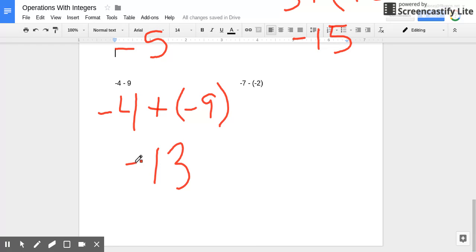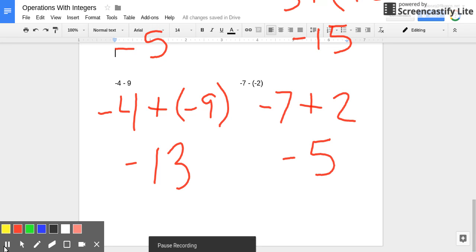On the right-hand side, we have a negative 7 minus negative 2. Now, this is a little bit different. So what's going to happen here is we're going to follow our same rules. So it's leave, change. Now, the opposite of negative 2 is positive 2. So now we're back to those different signs. We're going to subtract. So 7 minus 2 is 5. Use the sign of the bigger number. 7 is bigger than 2, so it's a negative 5.